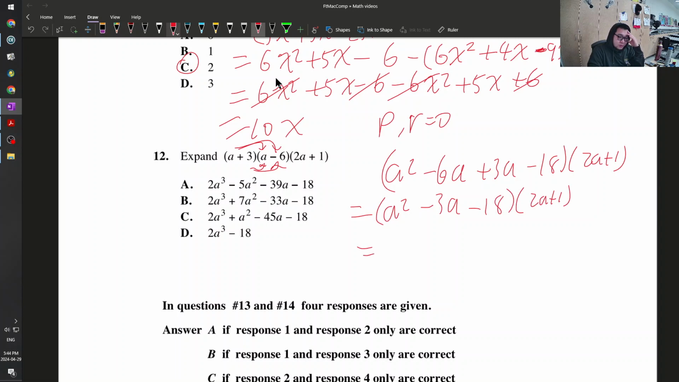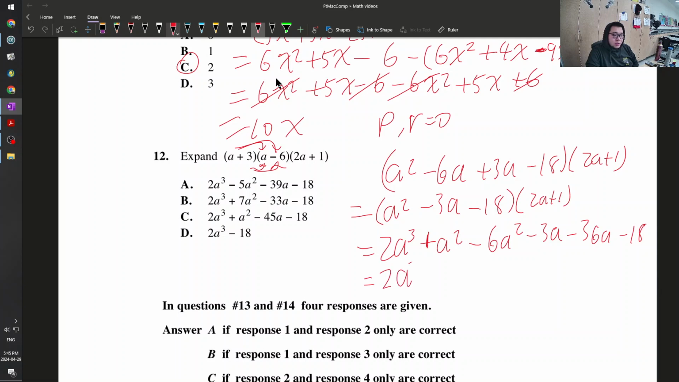Again, do the arrow method, we get 2A cubed minus A squared minus 6A squared minus 3A minus 36A minus 18. Okay, so we should have, oh, I did something wrong. Or did I? We should have, this is a plus A squared, yep.